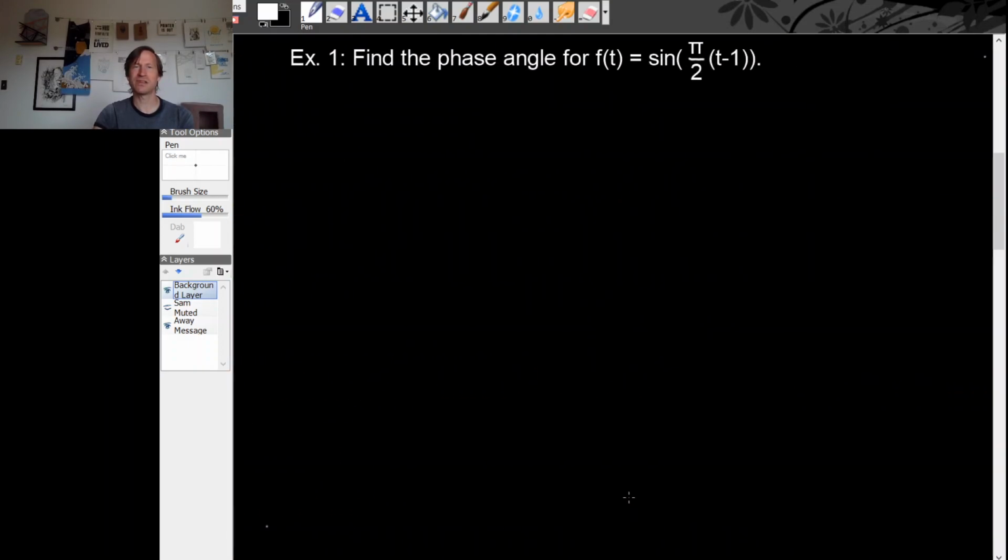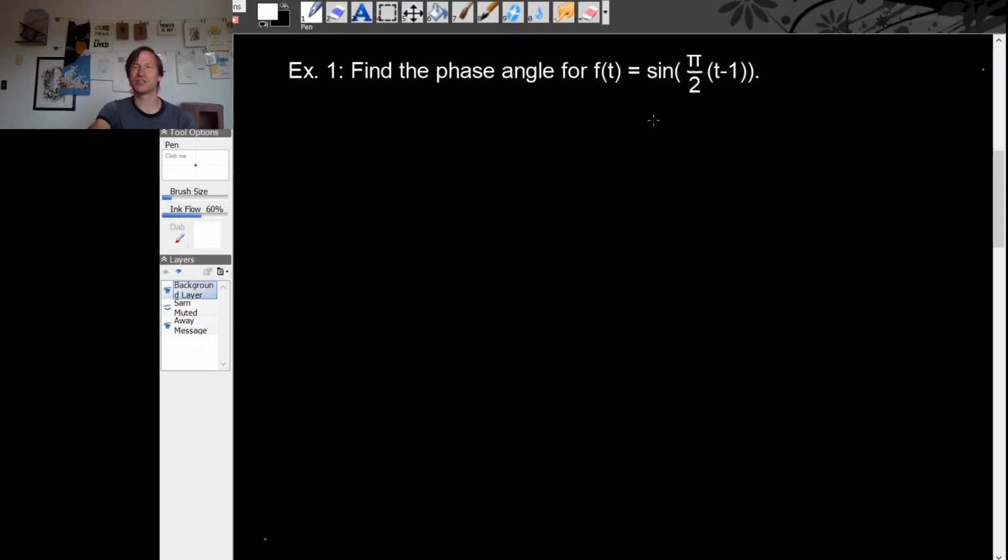All right, first example, let's find the phase angle for this sinusoidal function, sine of pi over 2 times t minus 1. So remember this one in here, because we already have our k value factored out, this minus 1 here, that is the horizontal shift. It is not the phase angle. The phase angle is what you get when you distribute this value of k.